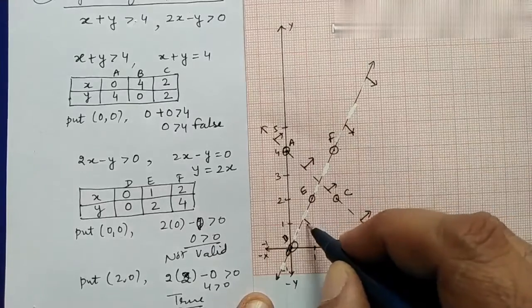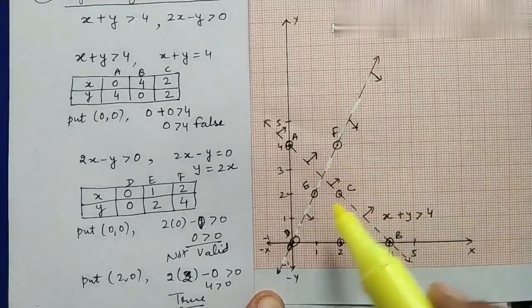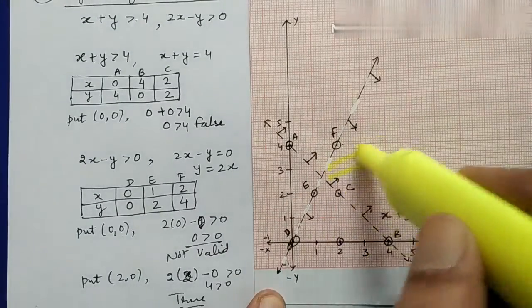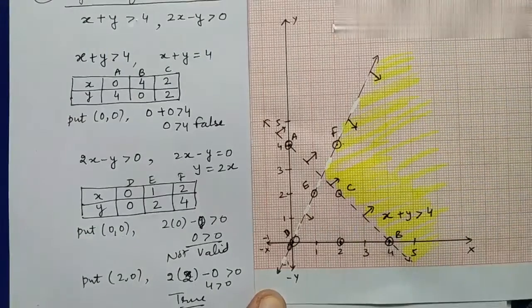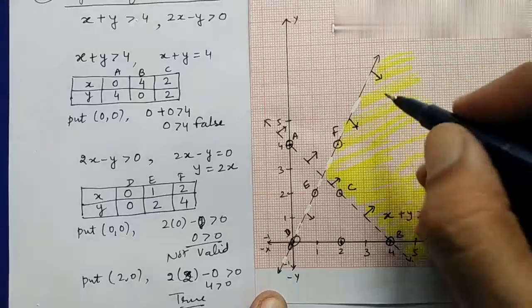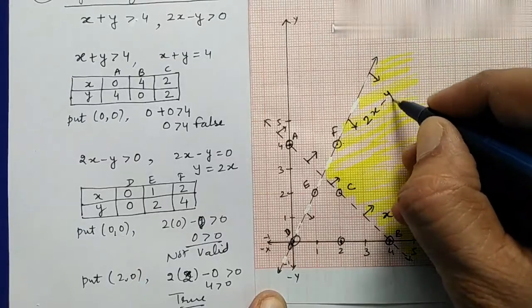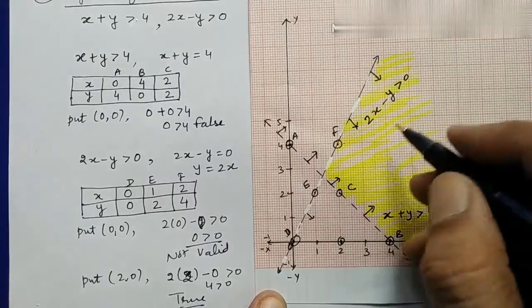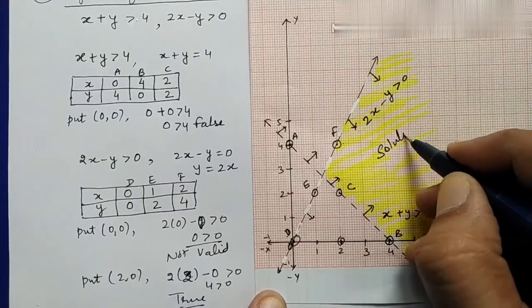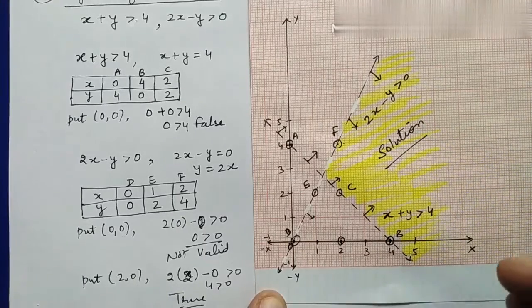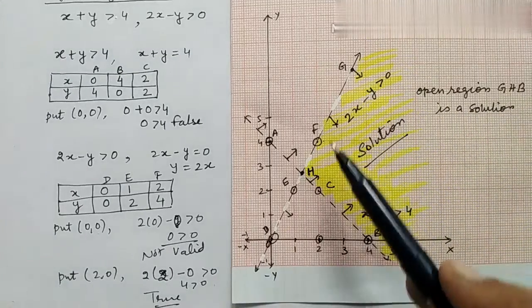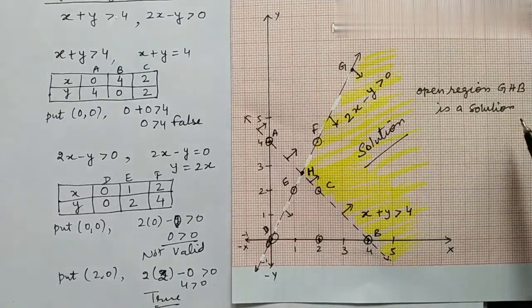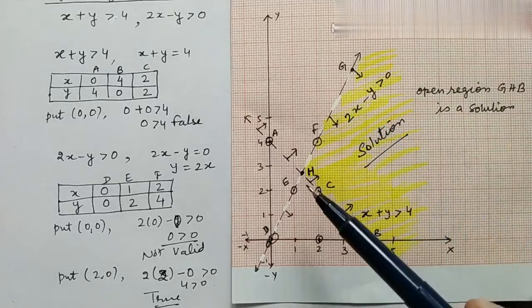Okay, now we have to take both inequalities. So look here, this portion will be our solution. Here we can also write this inequality, 2x minus y is greater than 0, and this common region is the solution. Okay, so we can write that the open region GHB is the solution of these two inequalities.